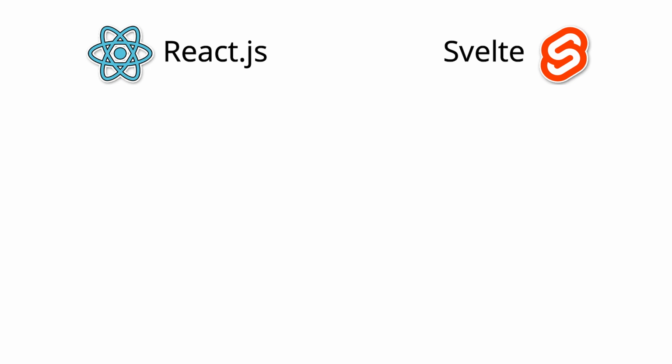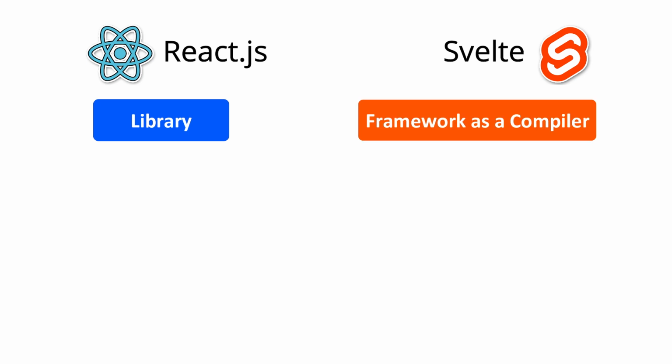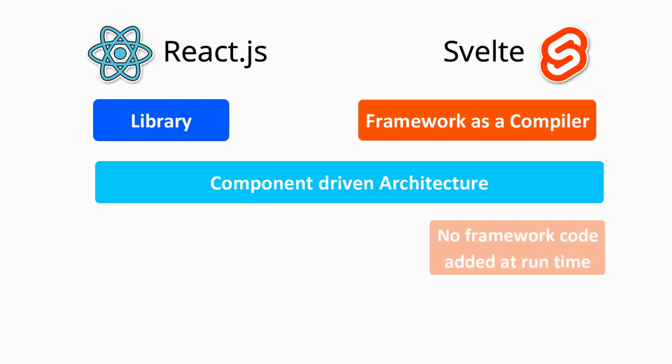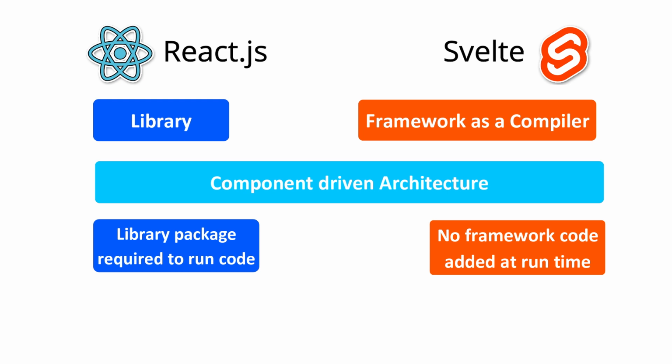Now, the most important difference is that React is a JS library, whereas Svelte implements the idea of a framework as a compiler. So this means that like React, Svelte is a component framework, but with the major difference that it runs at build time. It compiles your code to tiny frameworkless vanilla JS code that can update the DOM surgically at runtime.